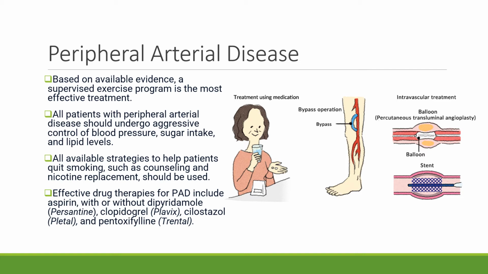Here we see a list of some of the effective drug therapies for patients who have peripheral arterial disease. Among them, we have aspirin, Persantine. Now, Persantine inhibits platelet aggregation, and Plavix, and then Pletal and Trental.